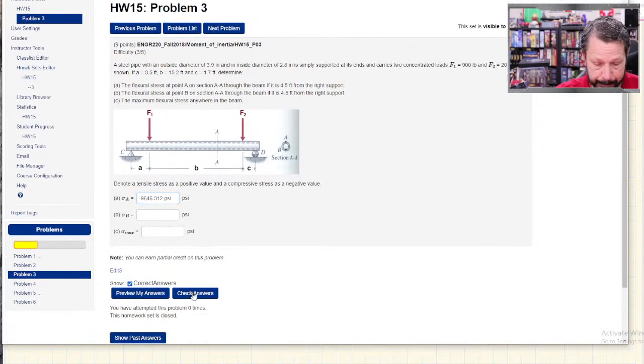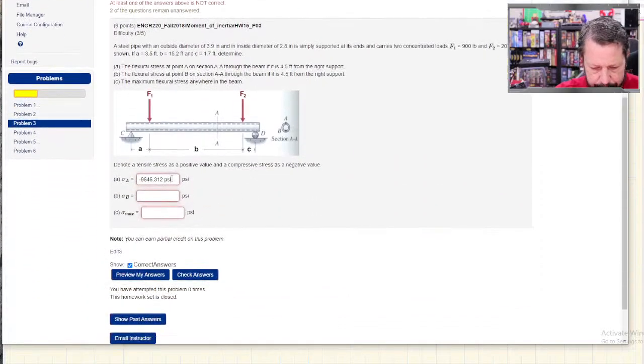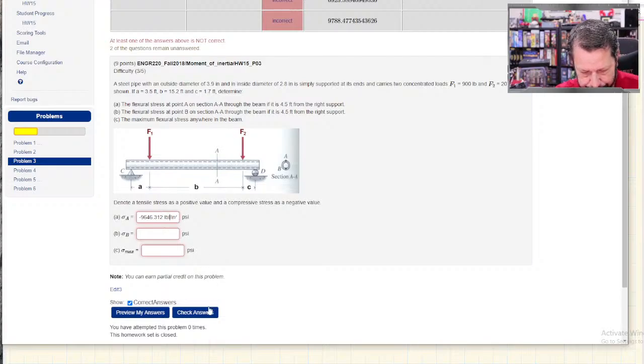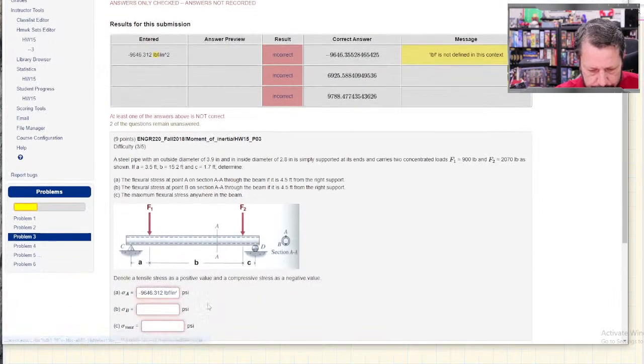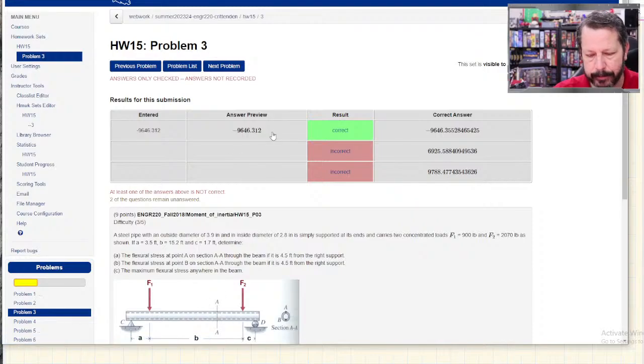Let's see. No, it doesn't like psi. We have to write numbers, but it doesn't like psi. Maybe we have to spell it out. Pound per inch squared. Doesn't like that. Is it pound force? All right. Do I not put units? Maybe this one doesn't want units. Oh, no, yeah, they're already right there. They're already written out, psi. That's why it doesn't want any units. All right, we were correct.